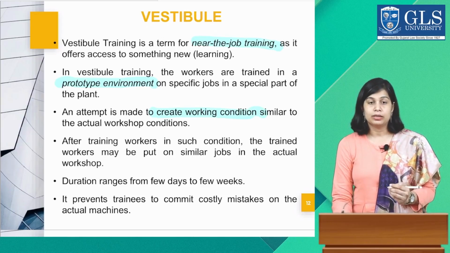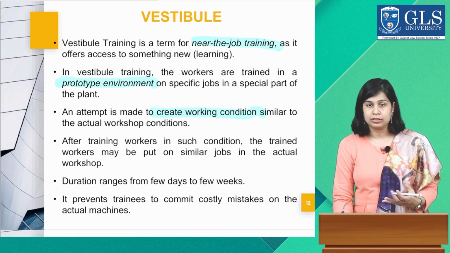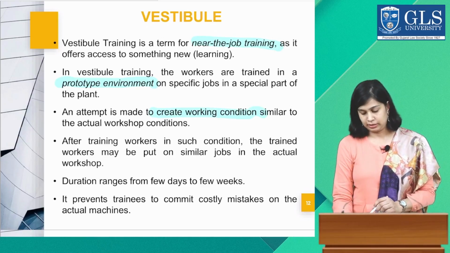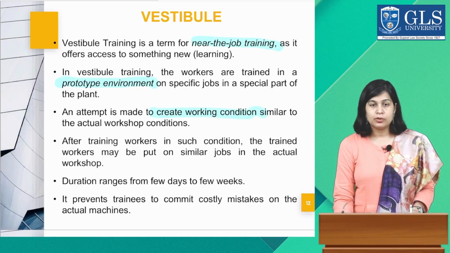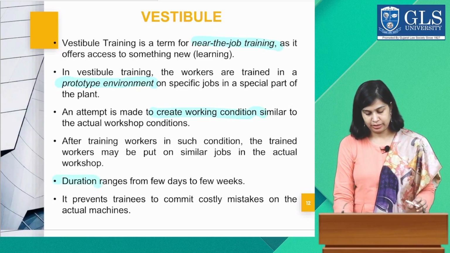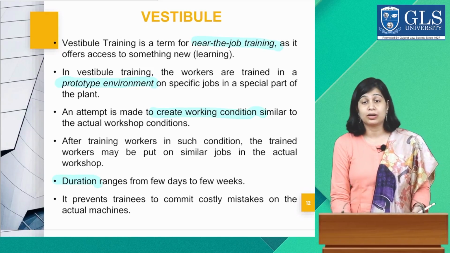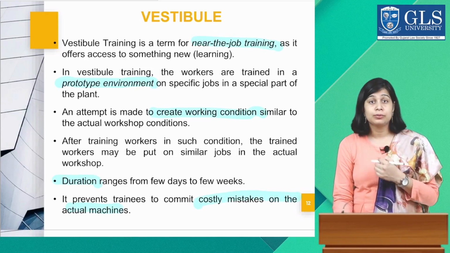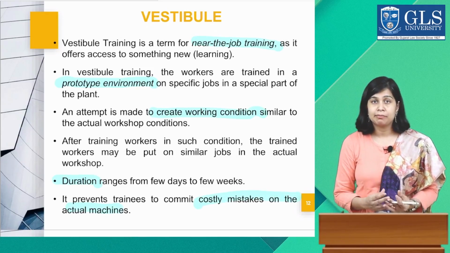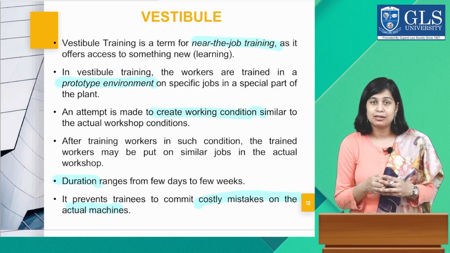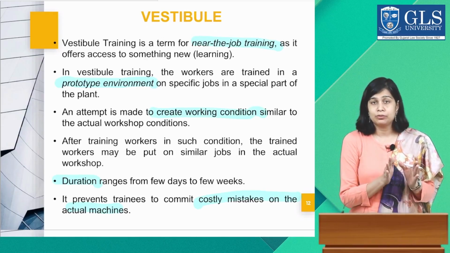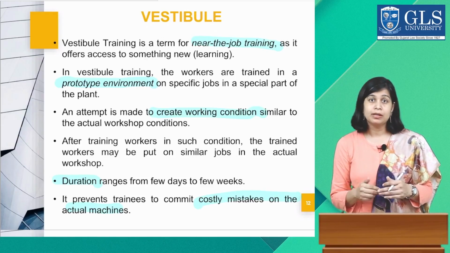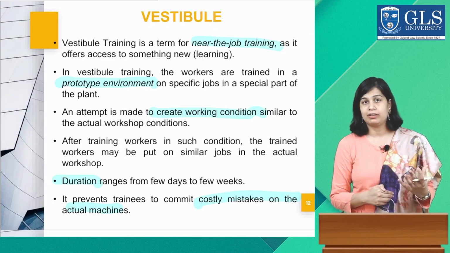After training workers in such conditions in a simulated environment, the trained workers may be put on similar jobs in the actual workshop. Duration ranges from a few days to a few weeks, and it prevents trainees from committing costly mistakes on the actual machine. Right? Of course, costly mistakes नहीं होंगी क्योंकि यहाँ पे हम एक artificial environment में काम कर रहे हैं. So employees can make mistakes and learn from their mistakes. So अगर आपने उसी employee को directly main work में रखा होता with that complex machinery and risky job, the mistakes could have been really very costly.